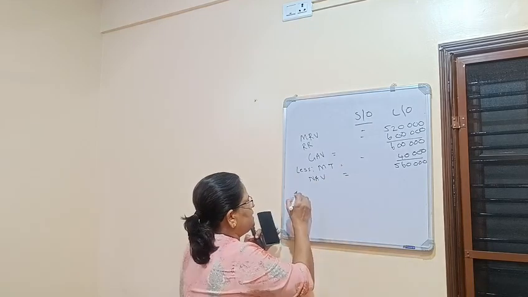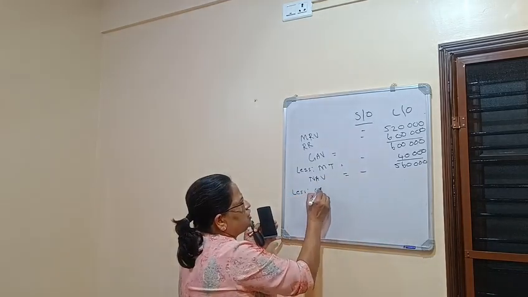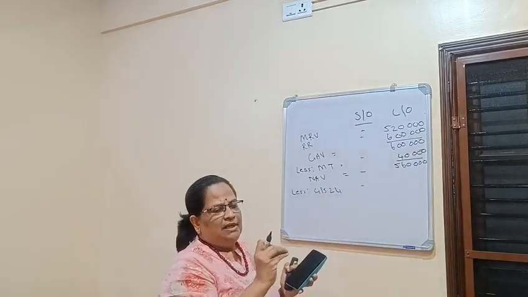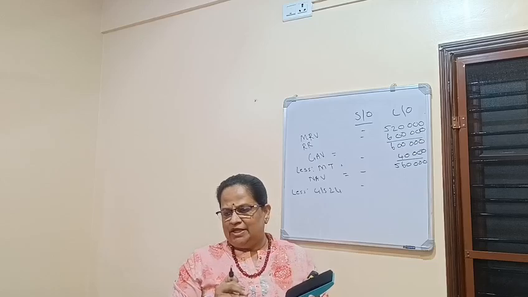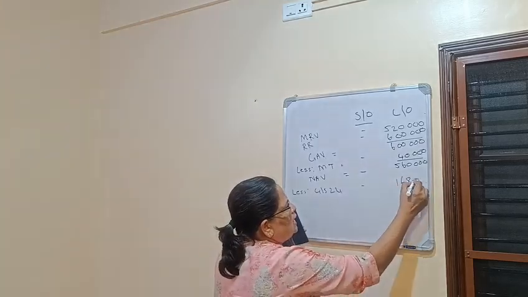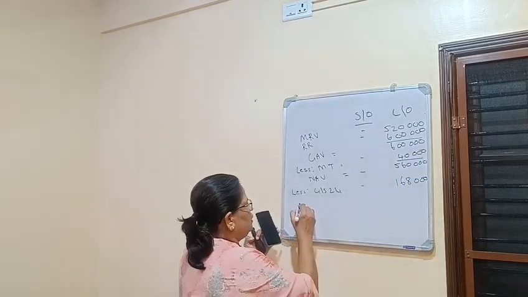Now less standard deduction. Here it is nil. Less standard deduction under section 24: self-occupied house property will not get it. Let out house property 5,60,000 into 30 by 100 is 1,68,000. Now interest on loan.